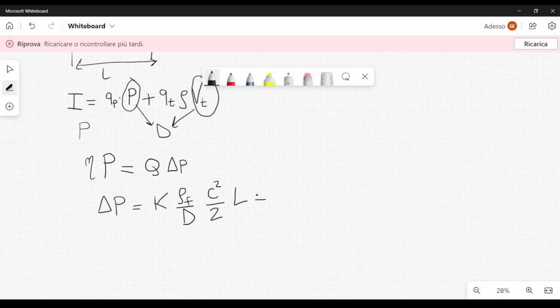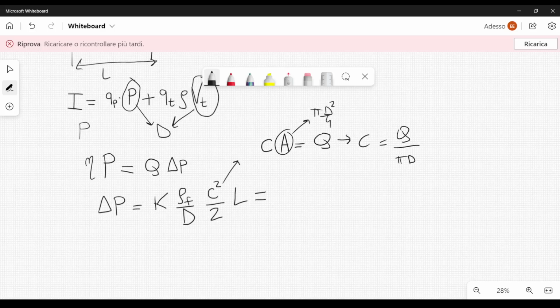And we need to rewrite this formula here because the velocity also depends on the diameter of the pipe, and a way to see that is like this. So the velocity times the cross section, let's call it A first, is equal to the volumetric flow rate Q, and A is equal to pi d squared over 4. So we can write c as Q divided by pi d squared over 4, like this.